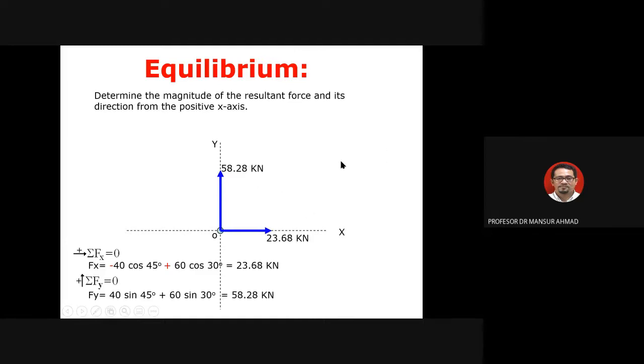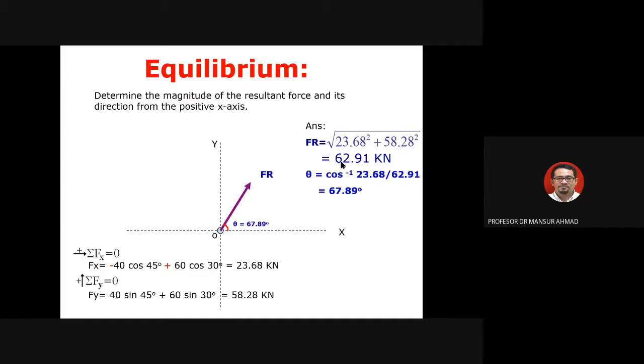So I'm going to use the trigonometry again. Calculate this. So the resultant force is 62.91 kilonewton. Again, 0.91 is quite significant. And then the direction is 67.89 degree. So I'm going to draw the result, the final one, which is this. This is the resultant force. Sorry. Okay. Any question on this?